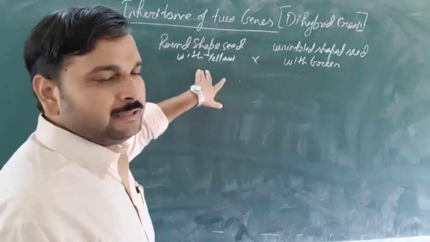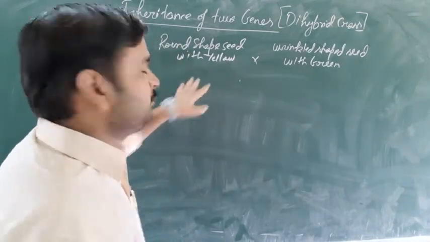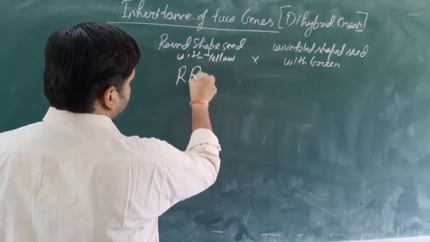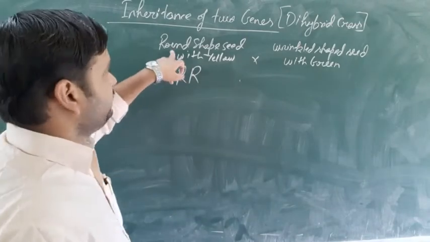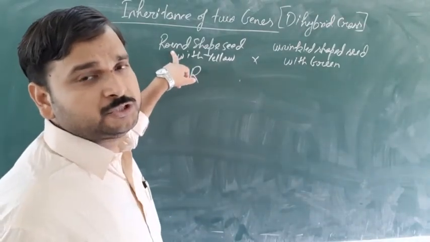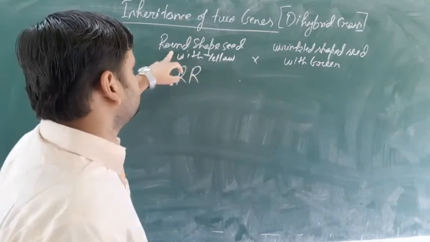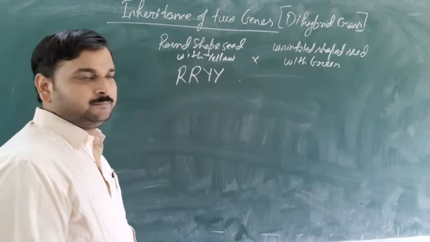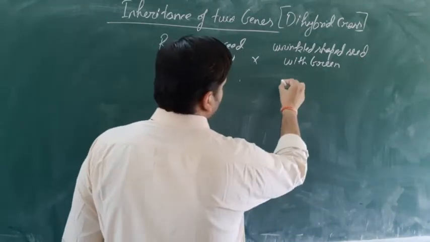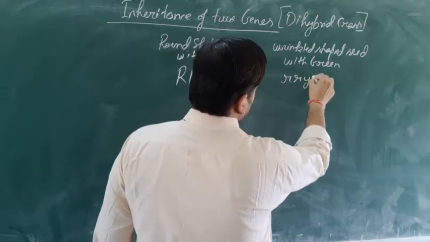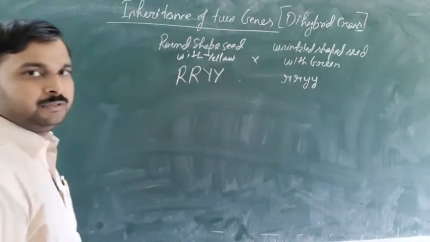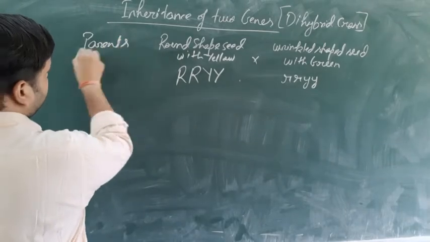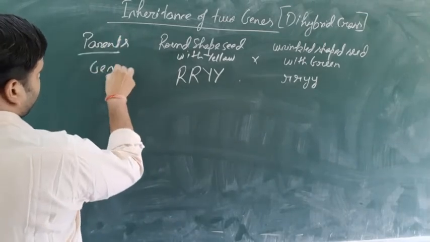Then can you tell me what will be the genotype here? The genotype will be capital R, because here the dominant trait is round, and the alphabet we always choose on the basis of the dominant trait. So capital R and capital Y is crossed with small r, small y. These are the parents. These are the genotypes.